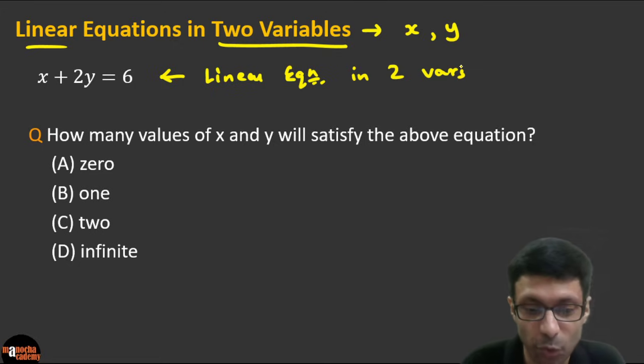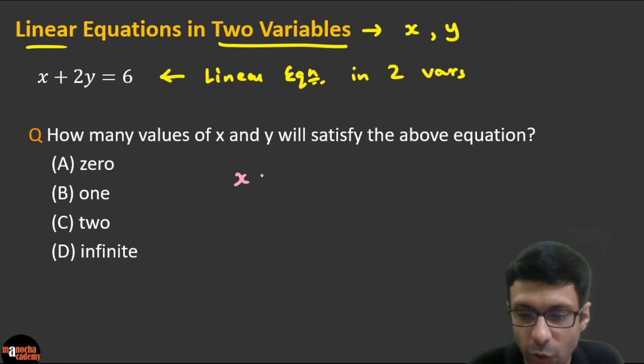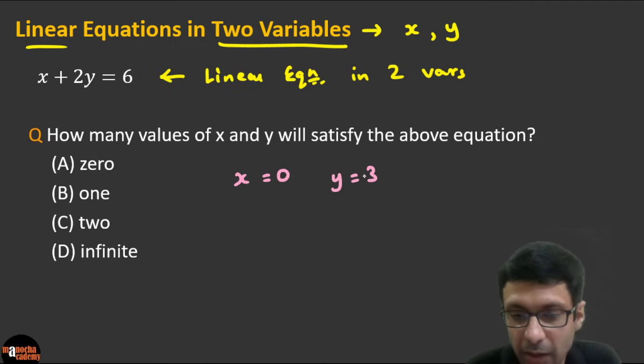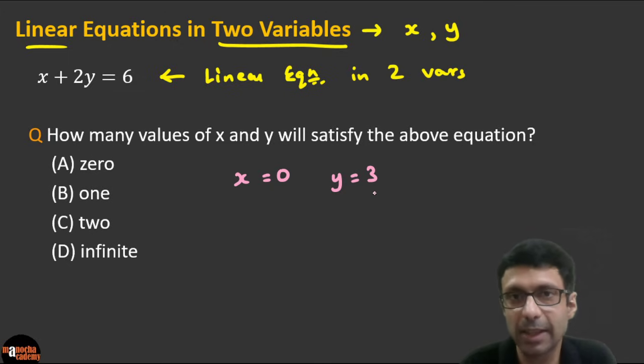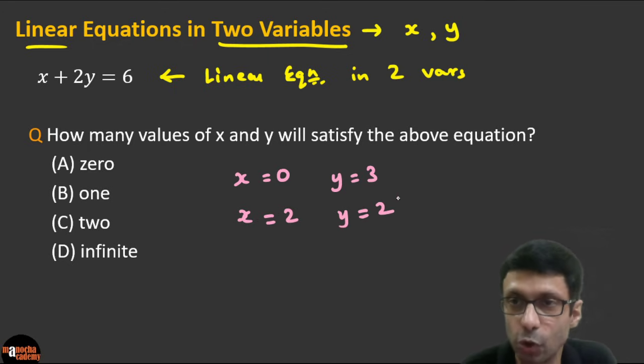All right. So very good. I think a lot of you had told this equation will actually, so let's take a look. Before I give out the answer, let's see what values. Let's say if you take x as 0, then y can be 3, and you can see it will satisfy because if you substitute 0 plus 2 into 3, that's 6. Or if you take, let's say, x as 2, then y can have a value 2.